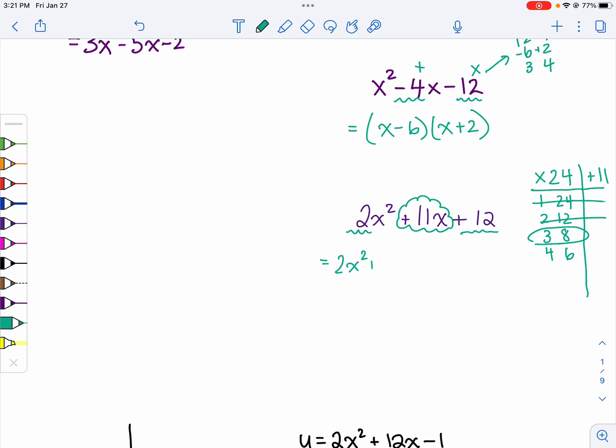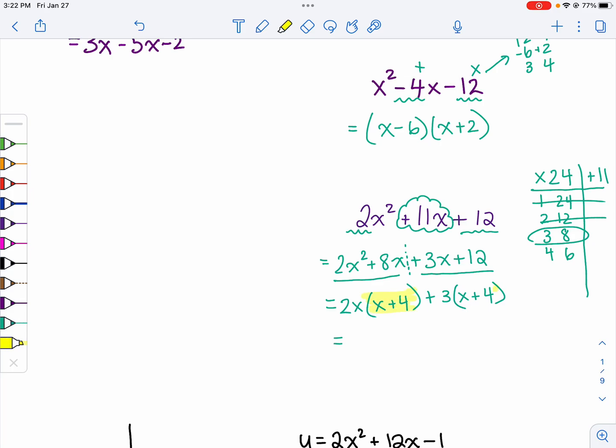So 2x squared plus 8x plus 3x plus 12. Then we're going to cut it down the middle and common factor each half. So 2 and 8 are divisible by 2, and they're both divisible by x. So that leaves us with an x plus 4. Then these ones are divisible by 3. So that leaves us with x plus 4 once we divide them both by 3. And now, since these brackets are the same, we're going to take them out, so x plus 4. And then we're going to write what's left, 2x plus 3, in another bracket. And that's a complex trinomial.